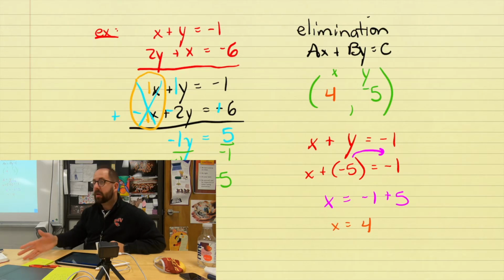All right, but I do want to show you that. So this is my last example of the day. This is my last bit of notes here. I'm going to do this exact same problem, but I'm going to do it by the other way, so you can see it. So I'm going to do it by substitution. I'm going to prove that we're going to get 4, -5 here. So no matter which method you do.